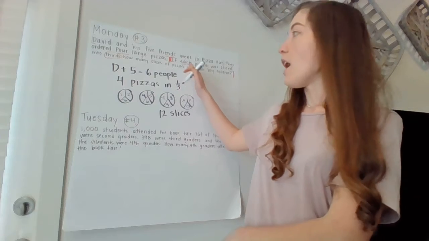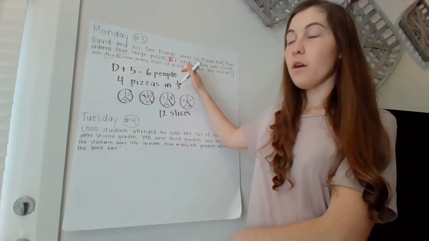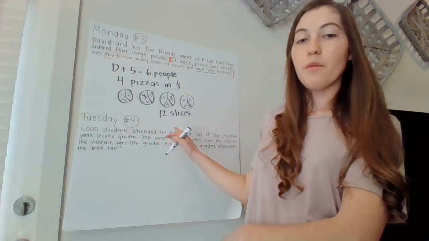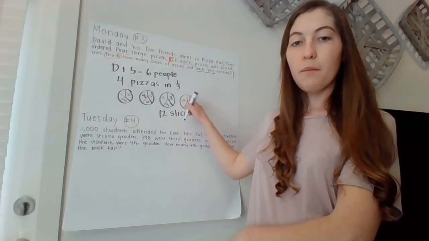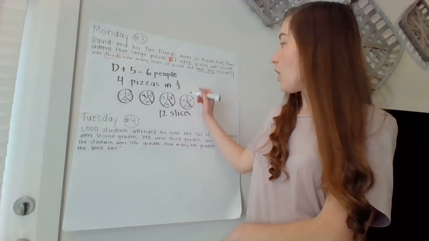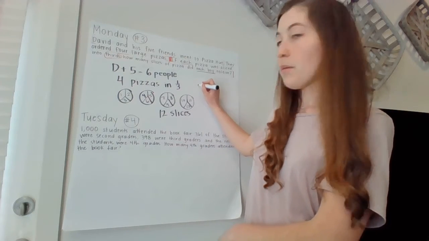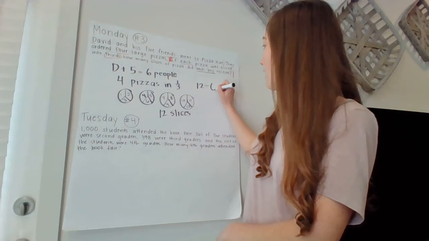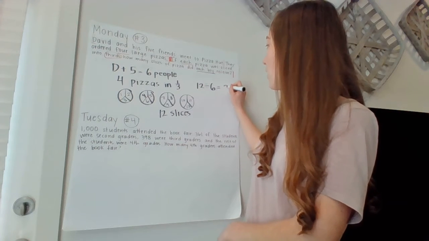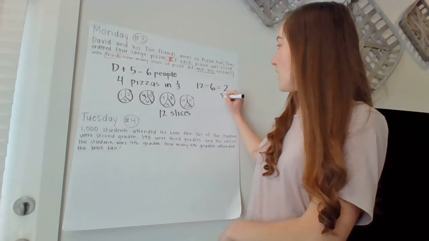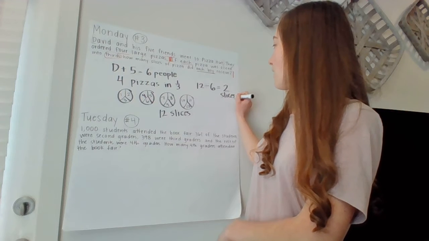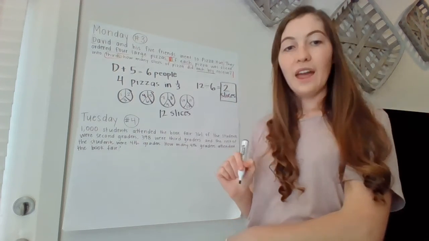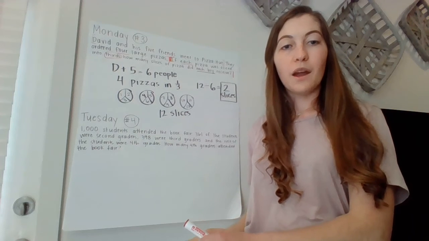And I want to know if each pizza was divided up between each boy. I'm going to divide these 12 slices equally among my 6 people. So when I'm breaking things up equally, I remember that's division. So I'm going to take 12 divided by 6 equals 2. Each boy is going to get 2 slices. And that's how you solve Monday, number 3.